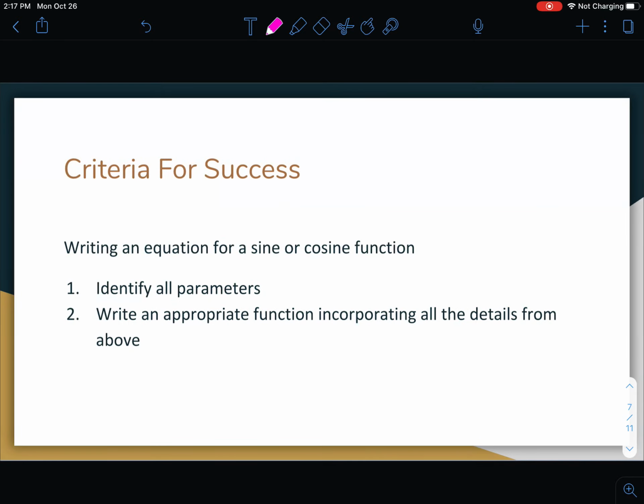Criteria for success: when you're writing an equation for sine or cosine, you will first identify all the parameters, and then you will write the appropriate function incorporating all those details.